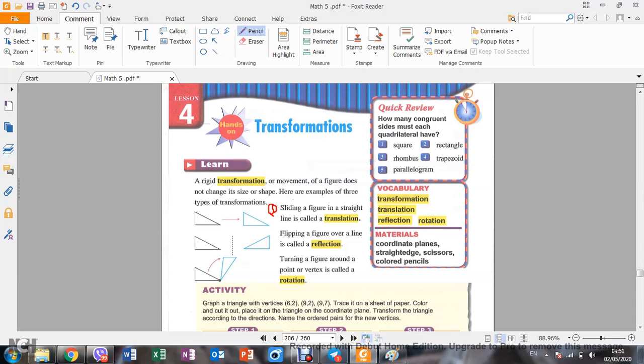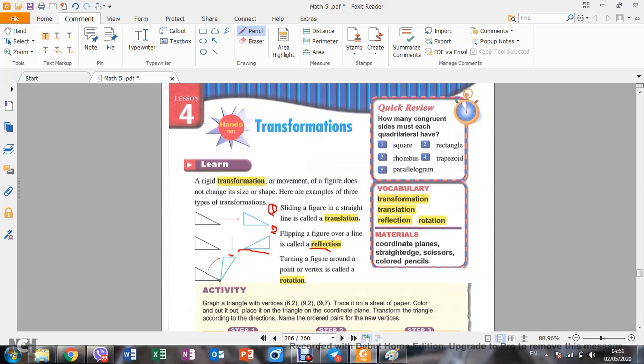So the second type is reflection. What is the meaning of reflection? Flipping a figure over a line is called reflection. For example, like a mirror. When you stand in front of the mirror, it flips your figure. For example, this line is a mirror, and this is your figure. It only flips your figure. It shows you again. So this is called reflection. Flipping a figure over a line is called reflection, okay?